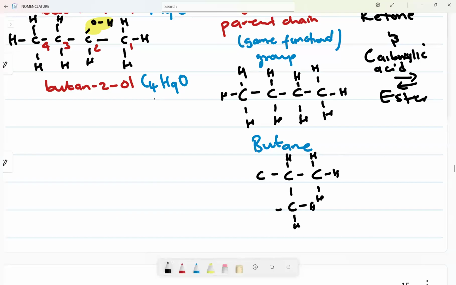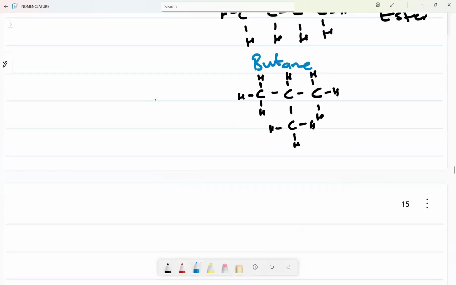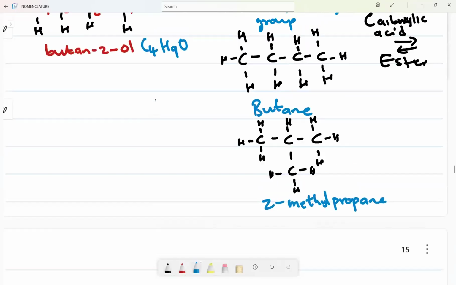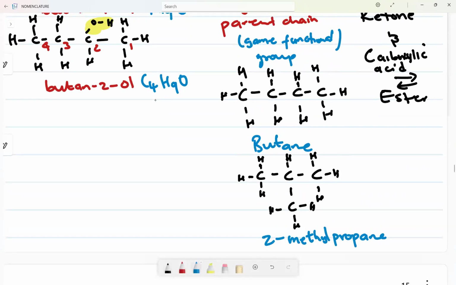So I want you to see this. If we look at this now, we are in a position of saying, okay, this one by its name, we're going to say it is what? I can start counting from here, 1, 2, 3, or from here, 1, 2, 3, the branch is on the same carbon. So this one is going to be 2-methyl what? Propane. 2-methyl propane.